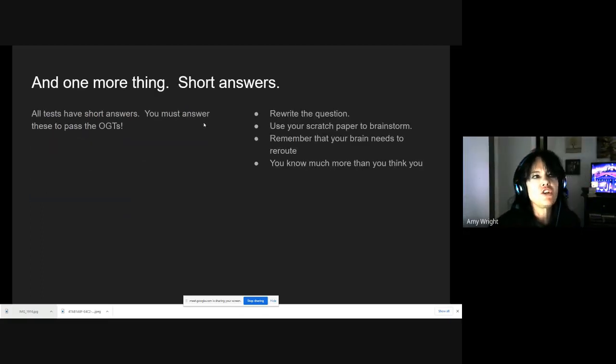And one more thing, you have to answer short answers on the OGTs. They usually have 2 of these per test. So when you go into these, you have to expect your brain to freeze for a moment, right? I see this a lot with students. You get to the short answers and suddenly your brain is like, I don't know what to do, because you've been answering these multiple choice questions. And when you hit these short answer questions, it forces your brain to just stop, because you have to think about this all on your own by yourself with no help, right?